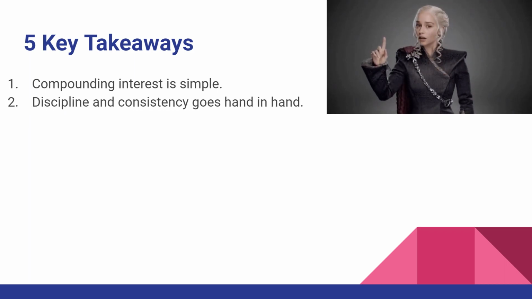But I think it's very simple, and compounding interest can be your best friend. Then number 2, discipline and consistency goes hand in hand. Of course, you need to be disciplined with your investment habits, and you need to be consistent, because if you're not consistent, for example, you're not gonna invest 2,500 per month, or 10,000 per month, or 5,000 per month, you're not gonna achieve your goal. But of course, you need to define your why. Why are you doing this? Do you want to retire early? Do you want to quit your job or whatever in the future? So yeah, you need to do that. Be disciplined and be consistent.